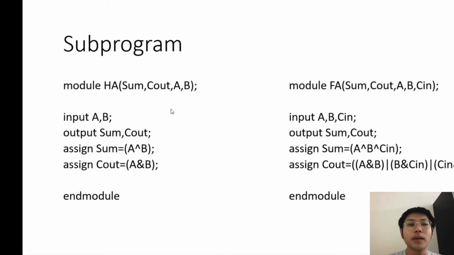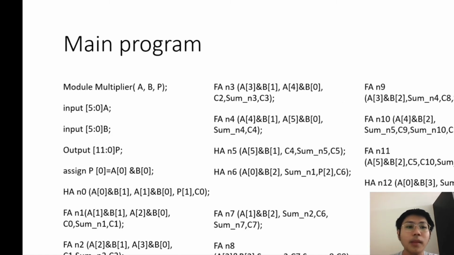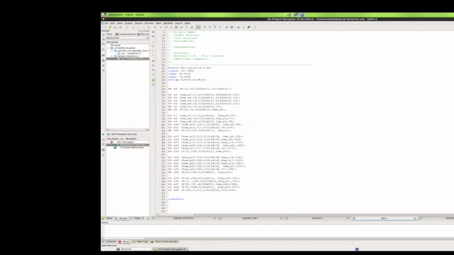And then when we start our coding, we need to build the subprograms first, which consist of the half adder, represented by HA, and the full adder, represented by FA. And then this is our main program, which consists of the inputs A and B and the output P, which is from 0 to 11, and A, B is from 0 to 5.